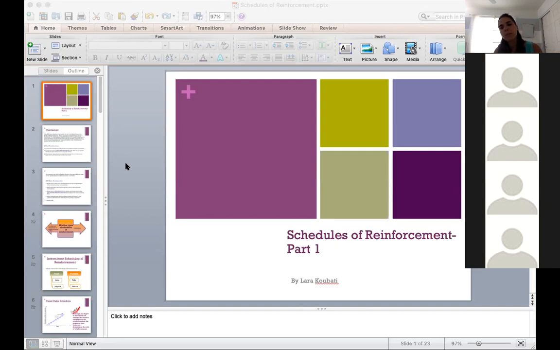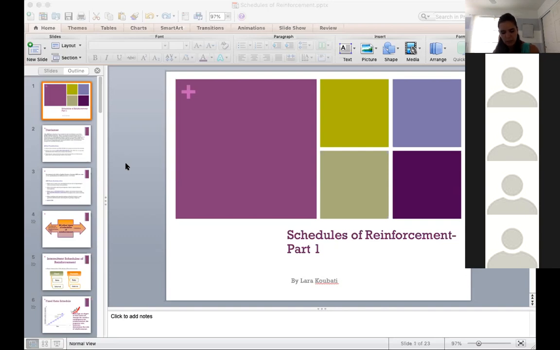Number of responses involved. In concurrent, how many behaviors? Two or more. What about multiple? One or more. Chained? One or more. I think all the others are one or more, except for concurrent, which has two or more. Correct.